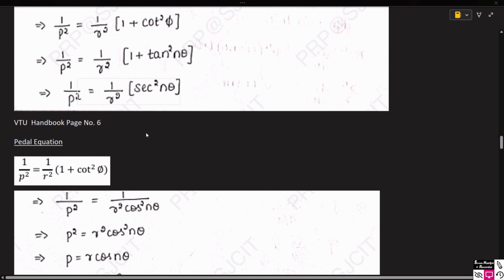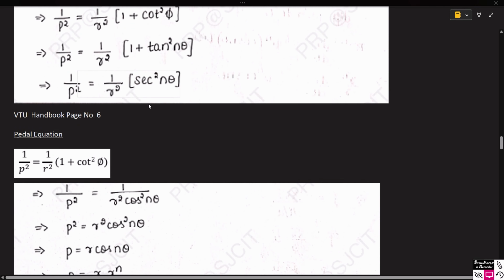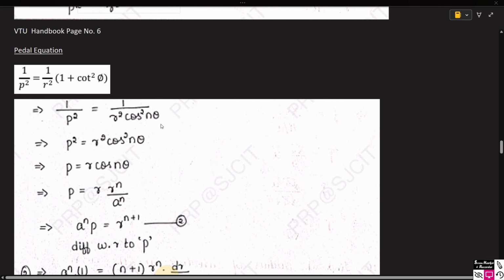Okay, we are writing the same here, and now we are multiplying. Secant square n theta can be written as 1 by cos square n theta. We are doing the same here, and we are taking the values and rearranging the equation here. Later we are taking the reciprocal of the equation, which will be equal to p square equal to r square cos square n theta, p equal to r cos n theta. Okay, this is done, and we are removing the squares here.